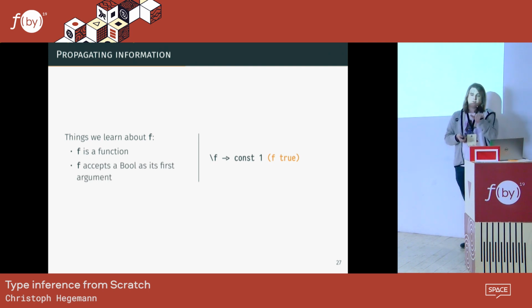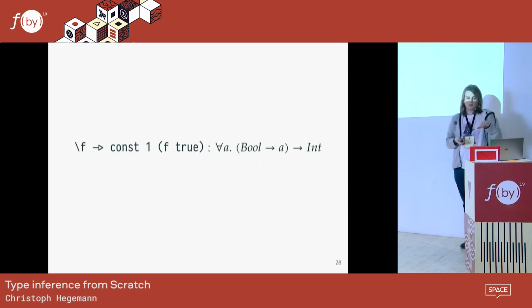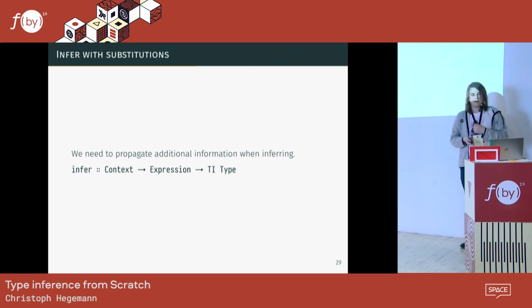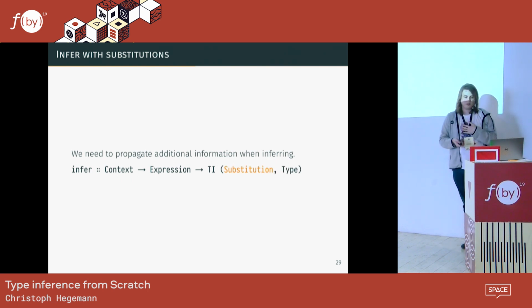So just having infer return the type is not enough. We need more information, so that we can infer this type that we'd like to have. And that additional information we are going to pass through in a type called a substitution. So we need infer to return additional information, which is a substitution.